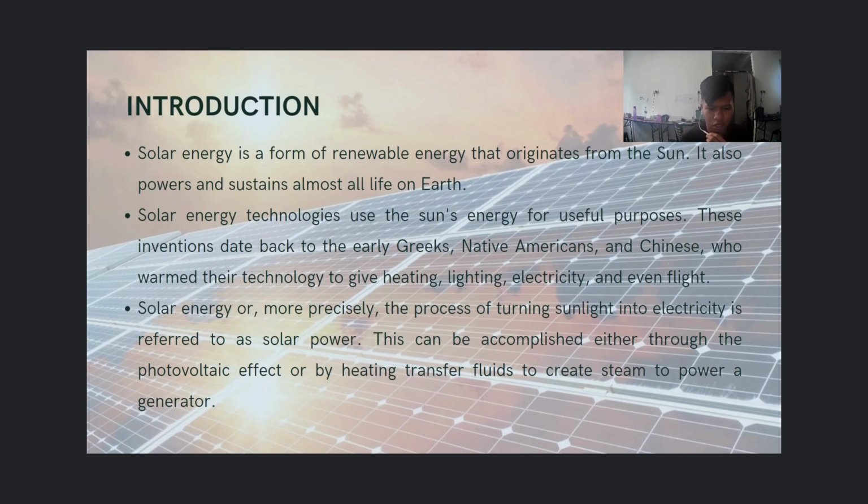These inventions date back to the early Greeks, Native Americans, and Chinese, who used their technology to give heating, lighting, electricity, and even flight. Solar energy, or more precisely the process of turning sunlight into electricity, is referred to as solar power. This can be accomplished either through the photovoltaic effect or by heating transfer fluids to create steam to power a generator.